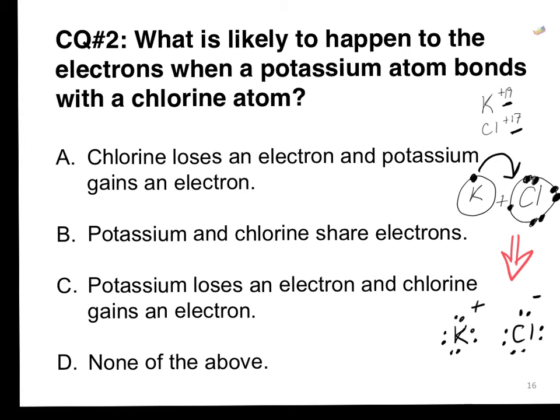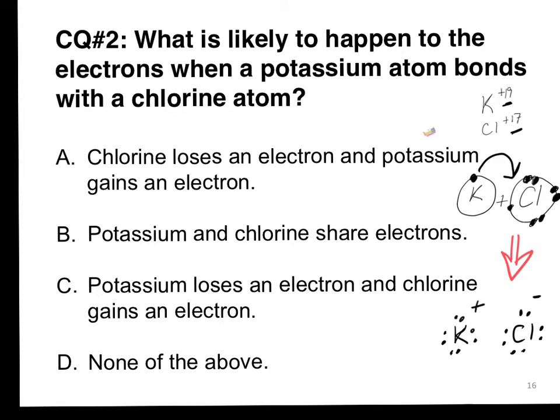All right, so the question that's being asked of us then is, what is likely to happen when the potassium atom bonds with the chlorine atom? What happened? Potassium gave it, chlorine took it, they formed a salt, they formed ions. This is called an ionic bond. That's what happened. Let's see if that's the answer choice. I haven't looked at the answers.